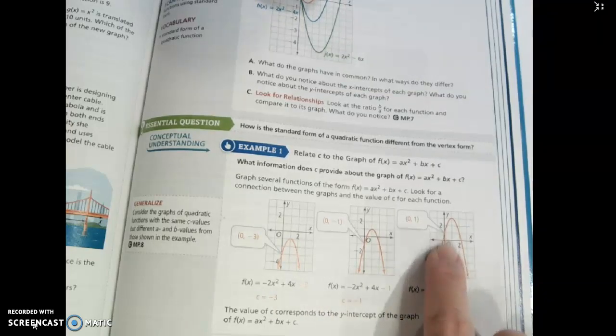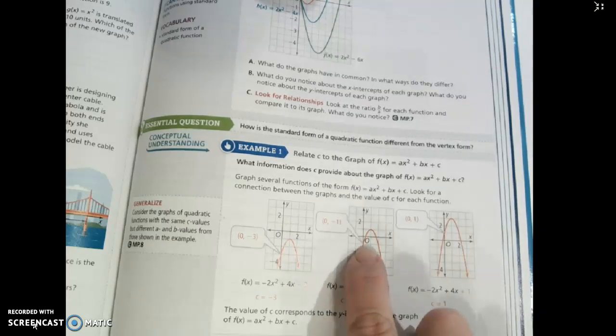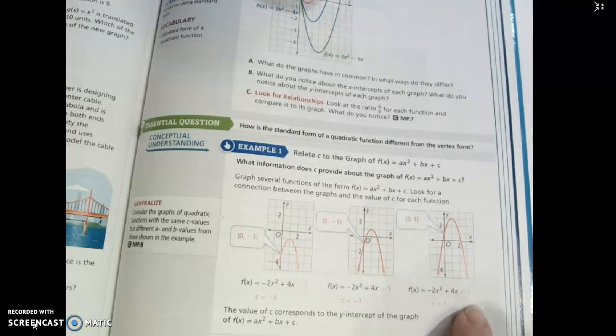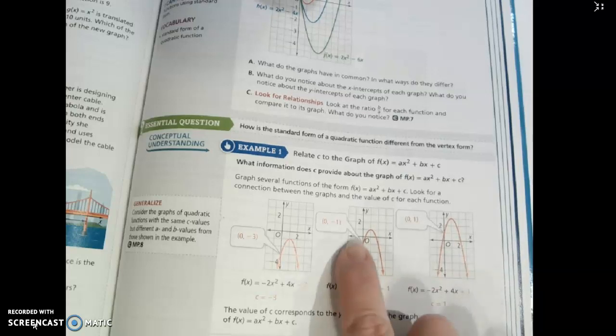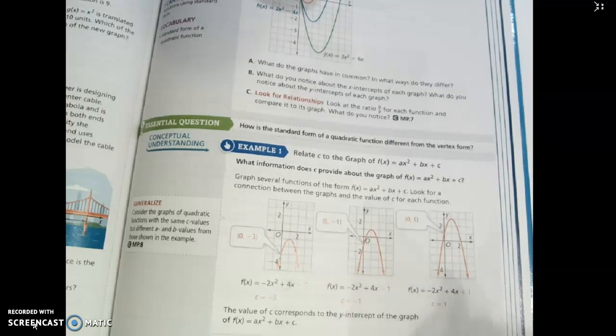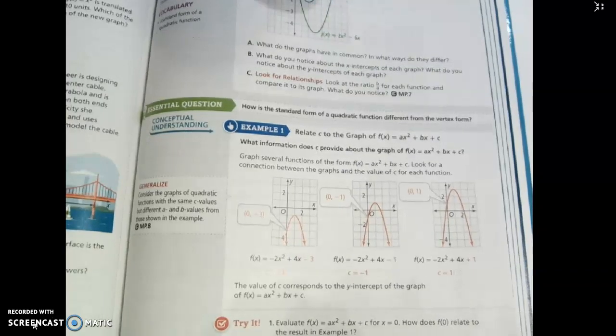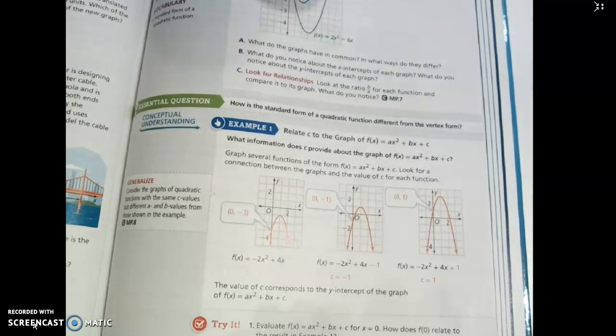And if you look, the points 0, 1, and 0, negative 1, and 0, negative 3, these values of negative 3, 1, negative 1, and 1 of the c value is where it crosses the y-axis. All of this is telling you that when you have something in the form y equals ax squared plus bx plus c, that c value, that number by itself, is where it's going to cross the y-axis. And that's just something that you need to remember, okay?